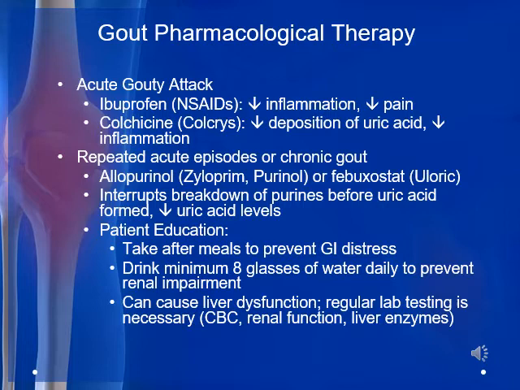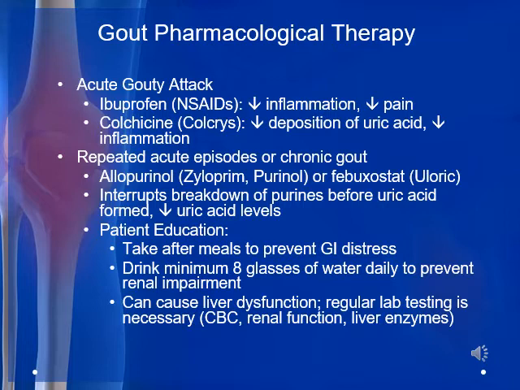It doesn't actually alter the uric acid levels, the total uric acid level, but it reduces the depositing of the uric acid into that area, which is causing that autoimmune response. So colchicine for acute and ibuprofen for acute.